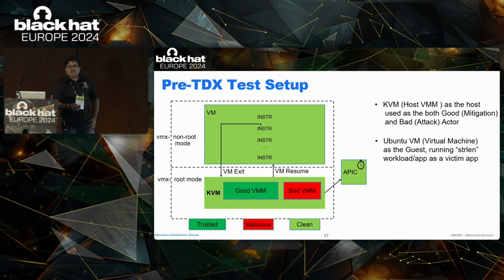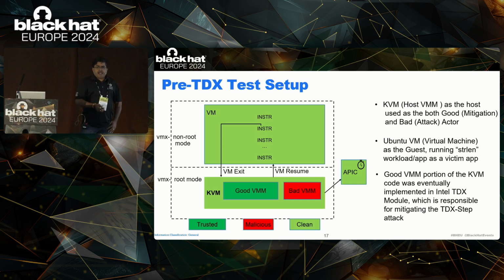And the bad VMM is the one which is essentially causing the APIC timer configuration and causing those periodic interrupts. Coming to the VM or guest OS, we used an Ubuntu VM as the guest OS, and we were running a string length application of 34 instructions to keep it simple, since the intention was to demonstrate that this attack is feasible. Eventually, the code that we developed as part of the good VMM in KVM was taken as reference code and implemented inside the TDX module, which is a trusted entity and secure software that is able to maintain the TDX security objectives. I will show how we managed to do that in the TDX module in coming slides.